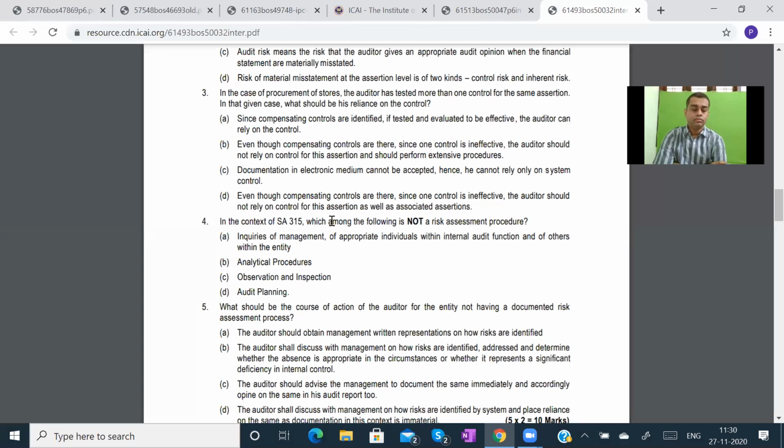Option C, documentation in electronic medium cannot be accepted. Hence, he cannot rely only on the system control. Option D, even though compensating controls are there, since one control is ineffective, the auditor should not rely on control for this assertion as well as associated assertions. Beautiful question. This is a quality question. This has connection with the case study also.